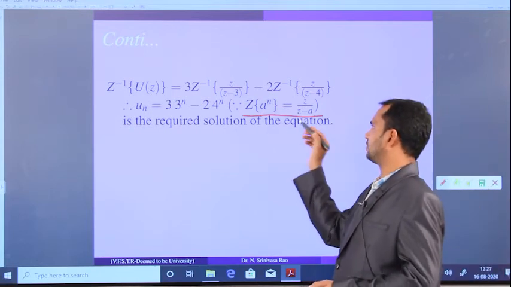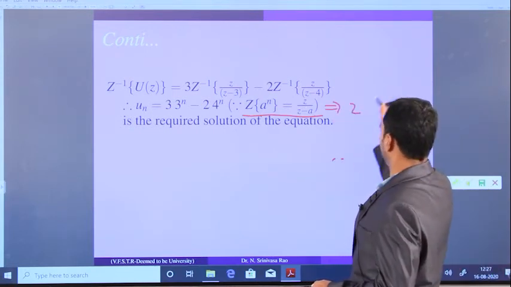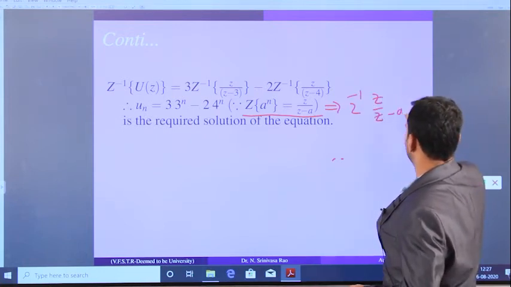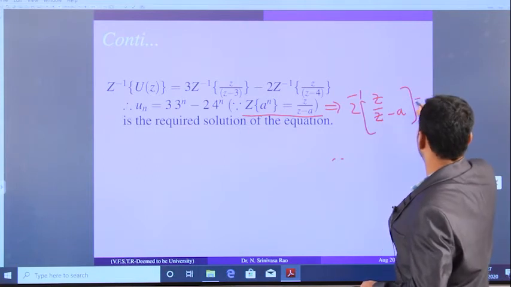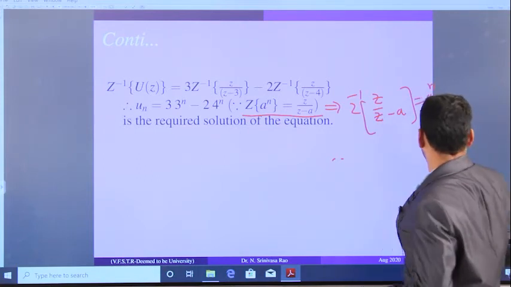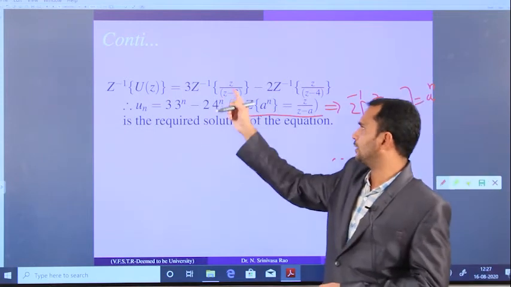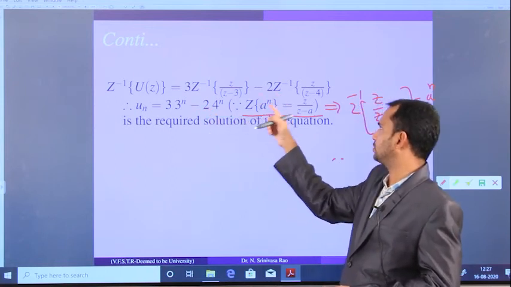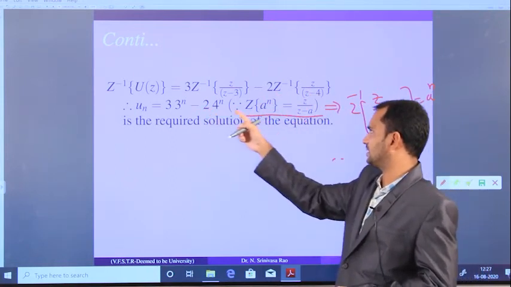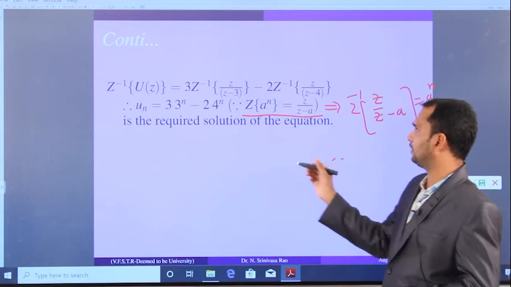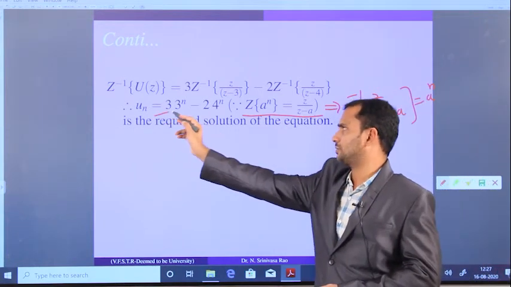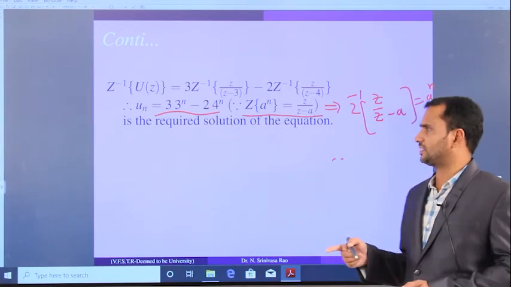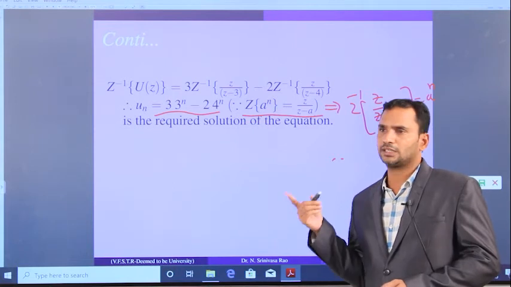Therefore z inverse of z by z minus a is a power n. Now 3 into z inverse of z by z minus 3 is 3 power n, minus 2 into z inverse of z by z minus 4, which is 4 power n. So this is our required solution, the solution of our given difference equation with conditions u0 equals 1, u1 equals 1.